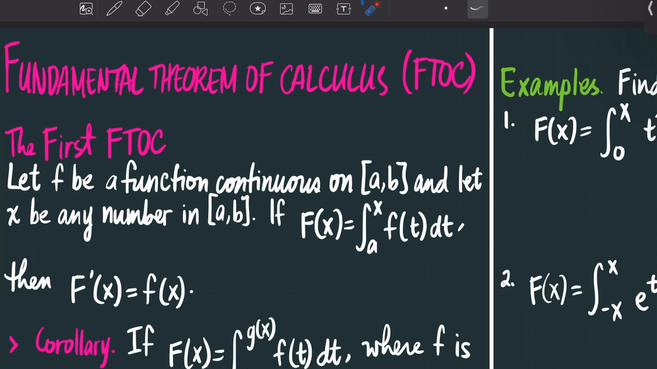So, the first one is the first fundamental theorem of calculus. It says, suppose that you have a function f which is continuous on the closed interval [a, b], and let x be any number inside this interval. If capital F of x is the integral of f of t dt from a to x, then the derivative of big F of x is just small f of x. So basically, it establishes our earlier notion that the integral gives the antiderivative of a function.